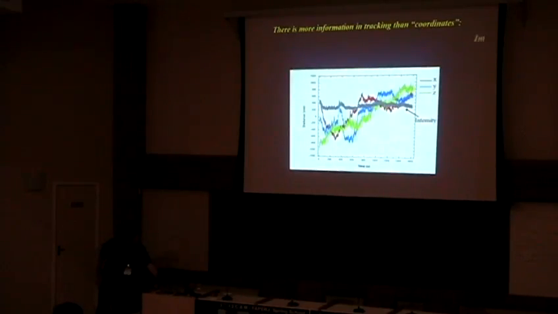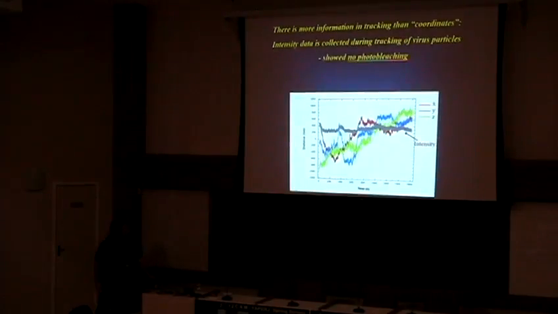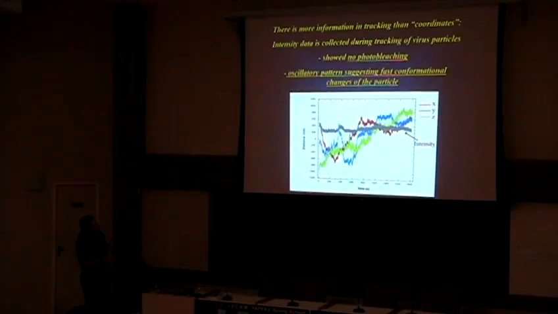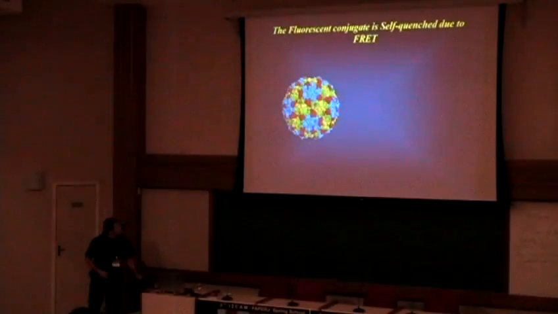And also, there is more information on it than the coordinates of the motion. Actually, intensity data, the gray line, is collected during the whole experiment, and first of all, it showed no photobleaching. It's a lot of time. And showing no photobleaching is very special in this case. Also, there is an oscillatory pattern. If you can see that, it's not constant. There is an oscillation, a fluctuation of the signal during the process. And this can be related to conformational changes of the particle. We try to observe that.